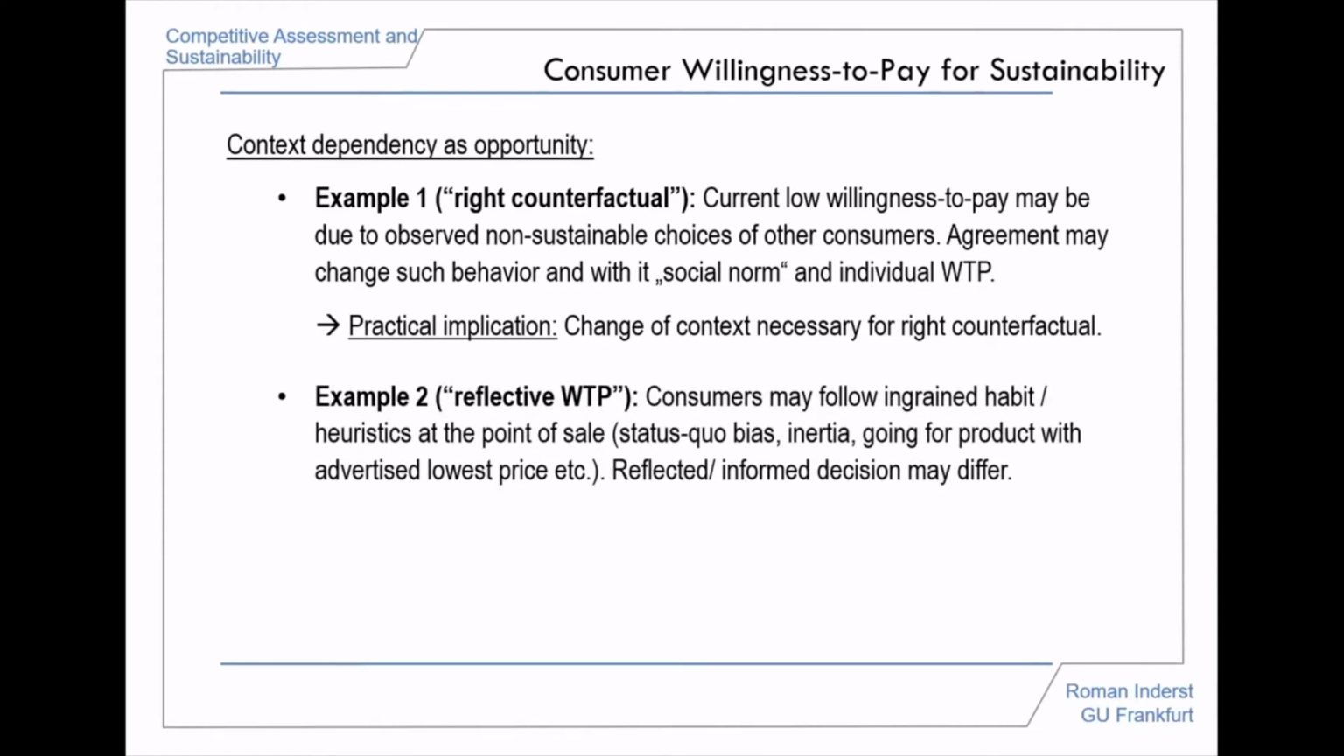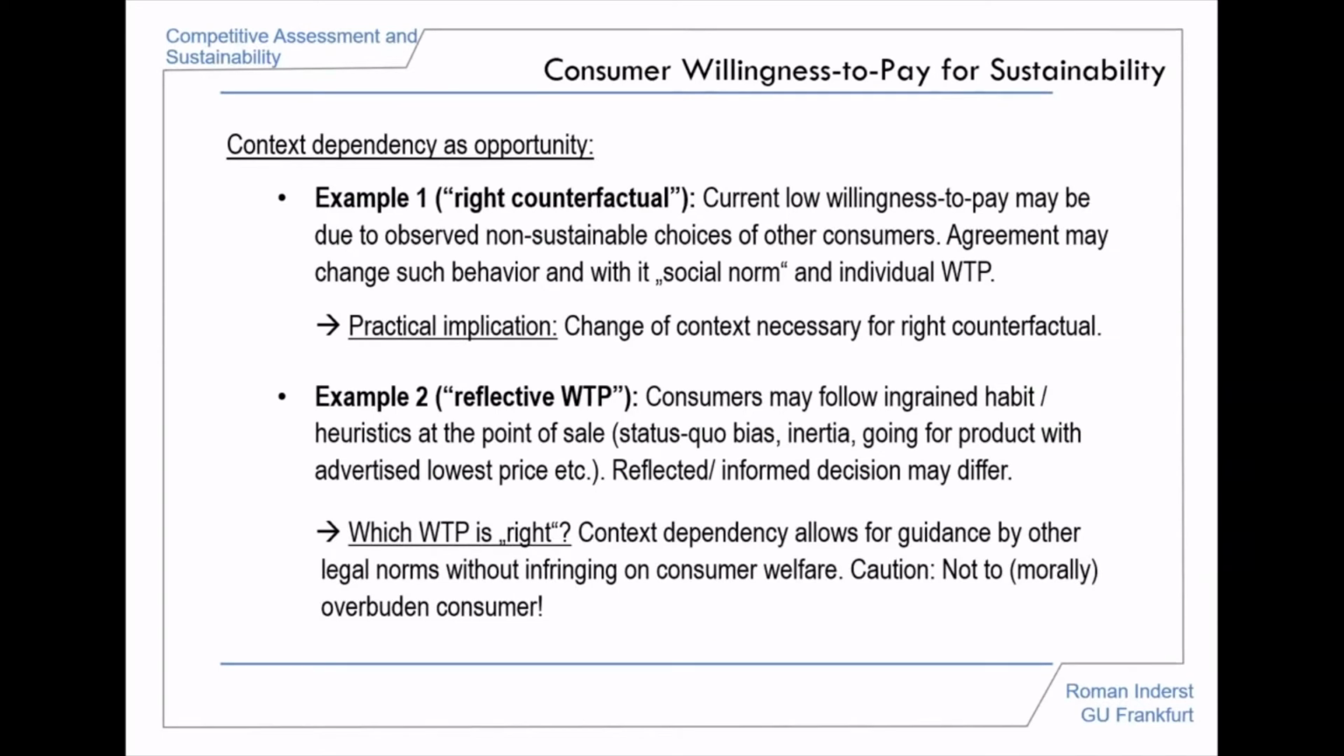Another example is what we term the reflective willingness to pay. Consumers at the point of sale, again in our fuel example, may just follow their ingrained habit, their heuristic, going for the product with the lowest price, being inert because they're not well informed about what a new product is. If we give them more information and more time to reflect, we may get a completely different decision in a hypothetical choice scenario and extract a higher willingness to pay. This sounds a bit arbitrary, you could say, because you can get a low willingness to pay and a high willingness to pay. The question of what is the true preference is, as we've also written in our work, we think the wrong kind of question.